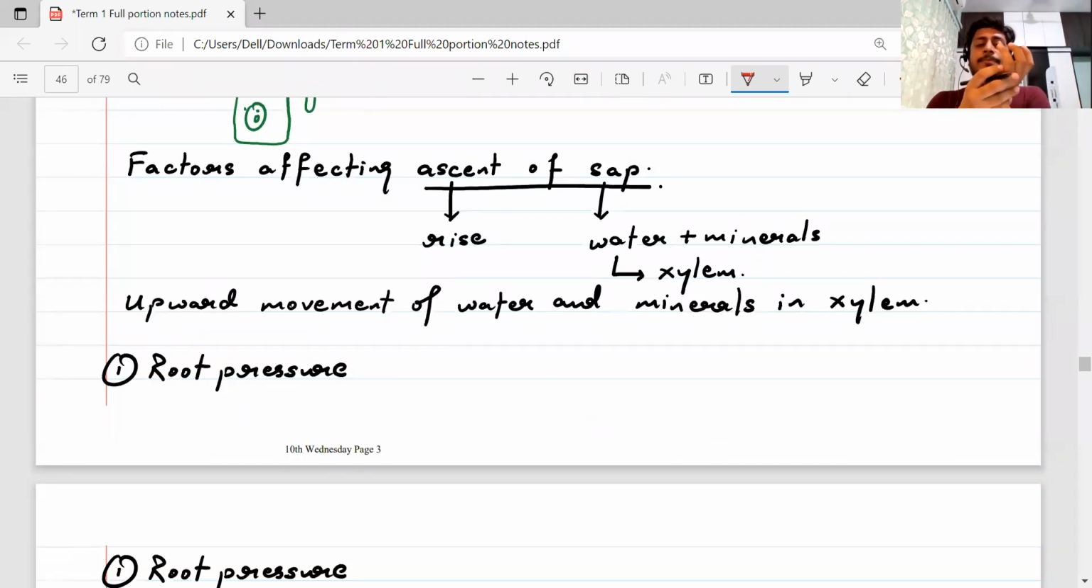Then what is ascent of sap? Ascent basically is rise, and sap is water and minerals. Where are water and minerals? Water means obviously xylem. So ascent of sap takes place in the xylem. So it's the upward movement of water and minerals in the xylem.